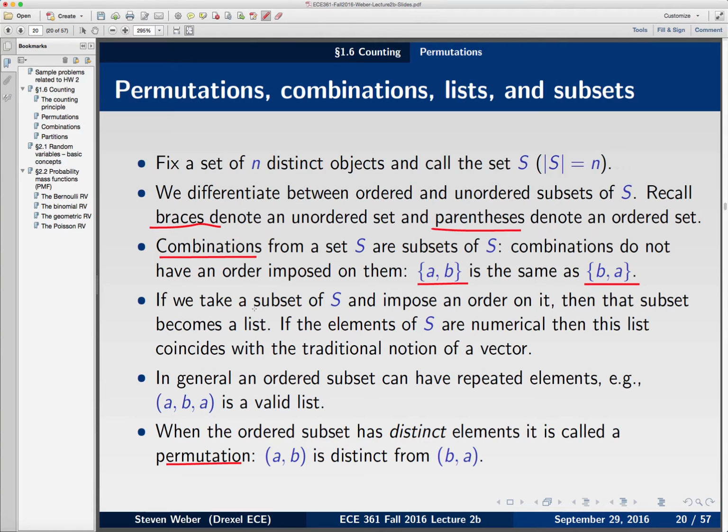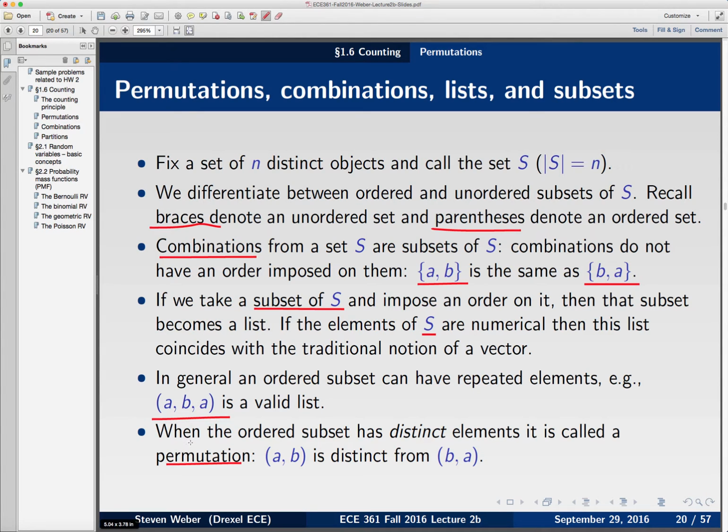However, if we take any subset of S and impose an order on it, then that subset becomes a list. In the special case when the elements of S are numerical, then that list coincides with the traditional notion of a vector. In general, an ordered subset can have repeated elements. For example, (A, B, A), with parentheses meaning A in the first position, B in the second, and A in the third, is a valid list, but it would not be a valid set because A is repeated twice.